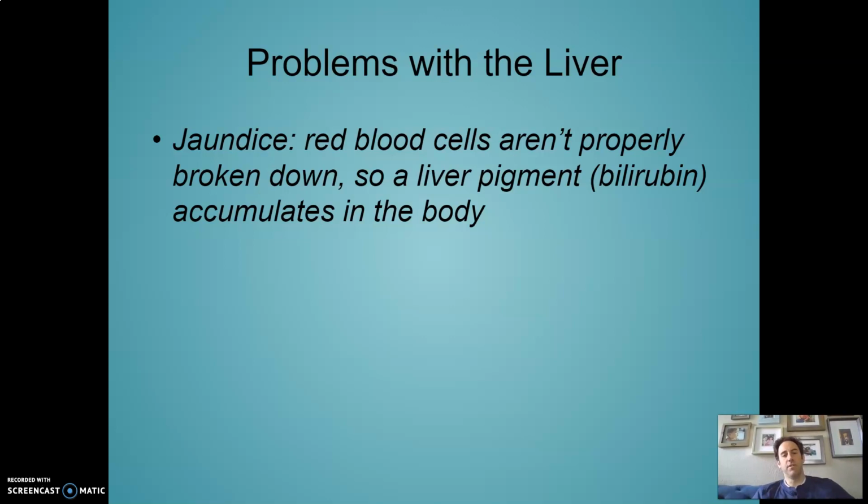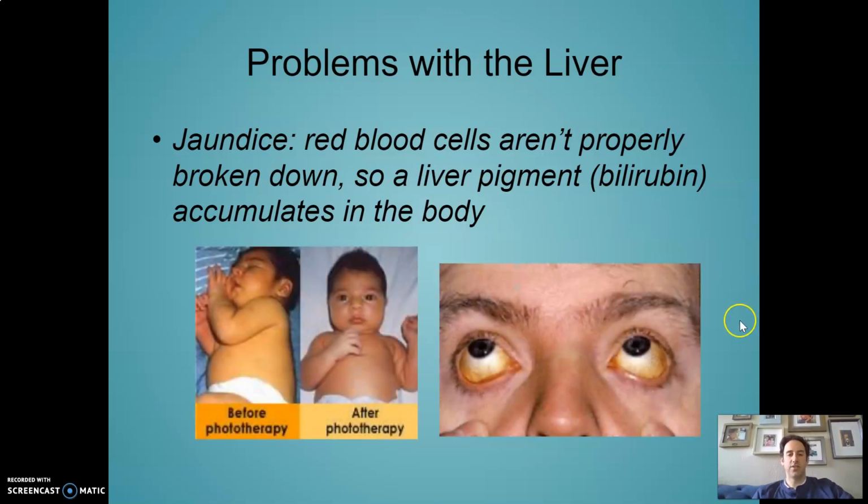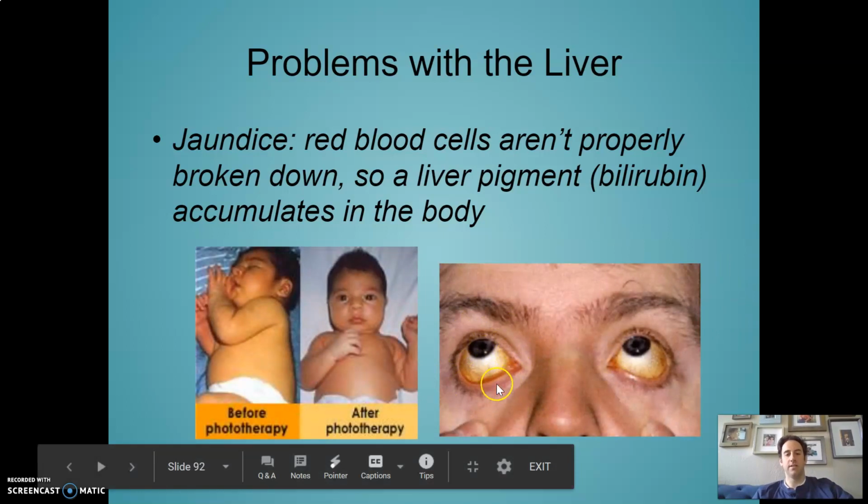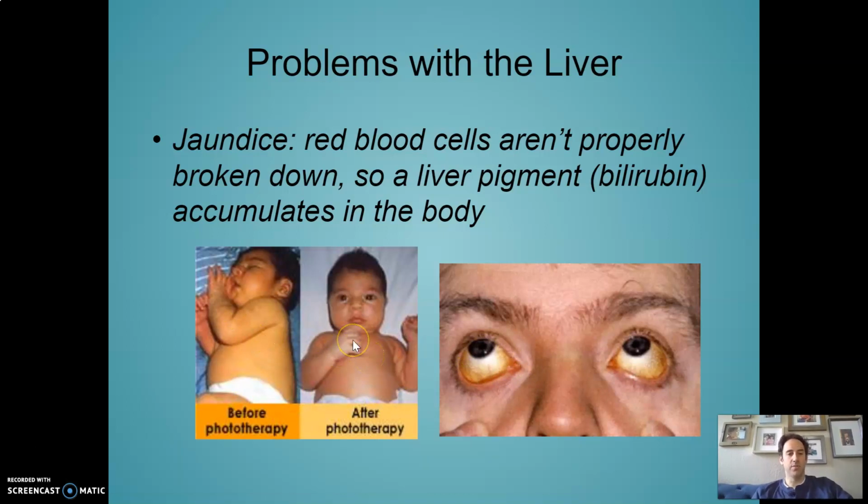Jaundice happens when red blood cells aren't properly broken down. And so a liver pigment called bilirubin accumulates in the body, and that bilirubin is kind of a yellowish color. And so people with cirrhosis or hepatitis may have yellow eyes from this. Some babies are born jaundiced. I was a jaundiced baby. As a baby, it's generally not a major problem. It just means the liver hasn't fully finished developing yet, but generally it does, and then all is well.